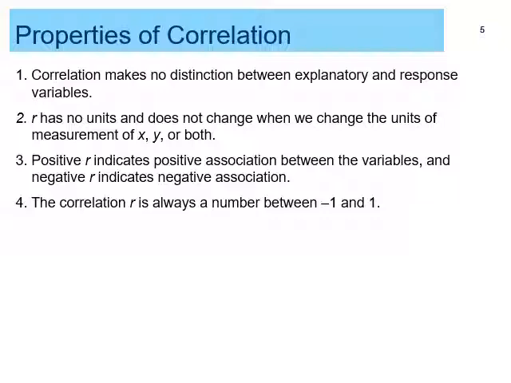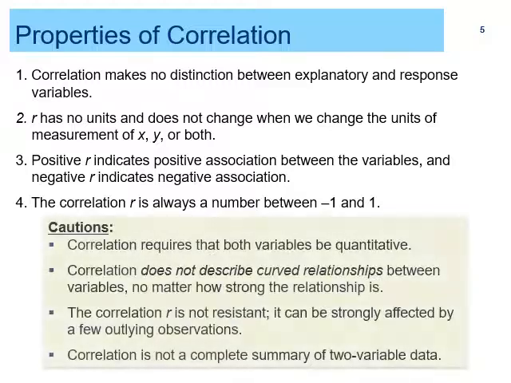So we can take the example, if our x variable is height, it doesn't matter if it is in feet or centimeters, or if weight is in pounds or kilograms. This happens because we are standardizing all the observations in calculating correlation. The third point is that positive r indicates positive association between the variables and negative r indicates negative association. And the correlation r is always a number between -1 and 1.